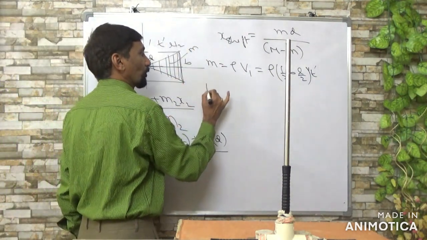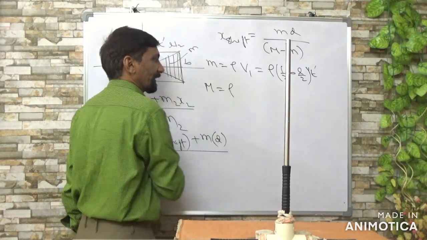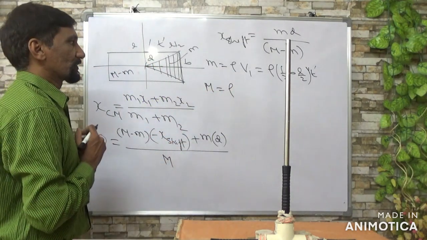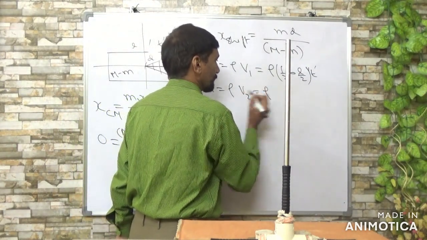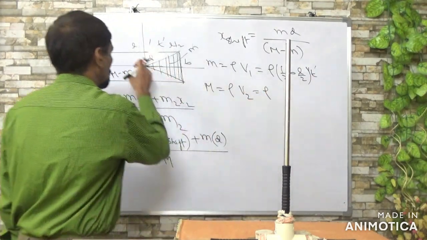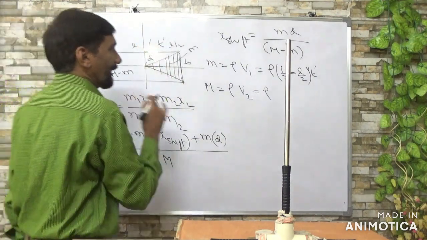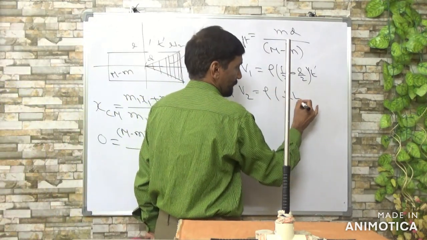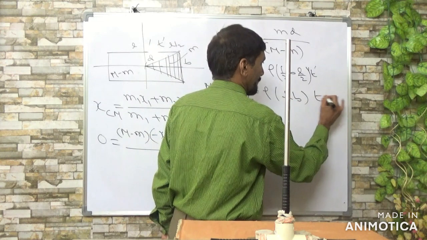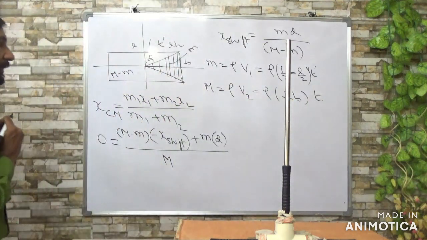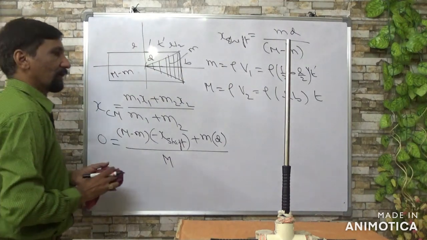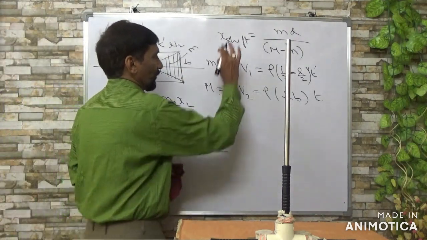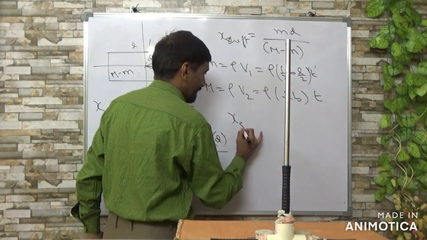And what about the total mass of the body? Same material, so the same density rho, volume V2, that is rho into the area of this rectangular plate, into thickness T. Now you can substitute in the formula.